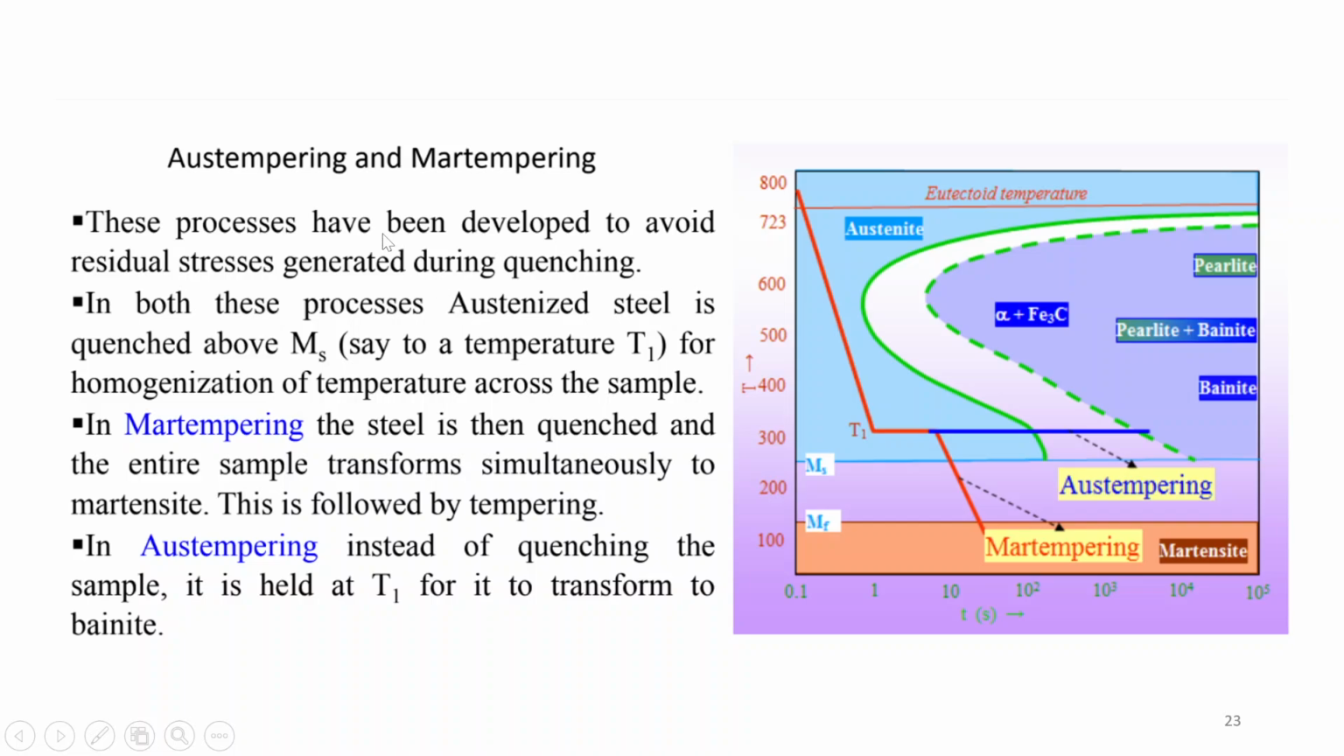Then we have austempering and martempering. These processes have been developed to avoid residual stresses generated during quenching. In both these processes, austenitized steel is quenched above Ms to a temperature T1 for homogenization of temperature across the sample. In martempering, the steel is then quenched and the entire sample transforms simultaneously to martensite, and this is followed by tempering. In austempering, instead of quenching the sample, it is held at T1 here until the transformation is complete to bainite.